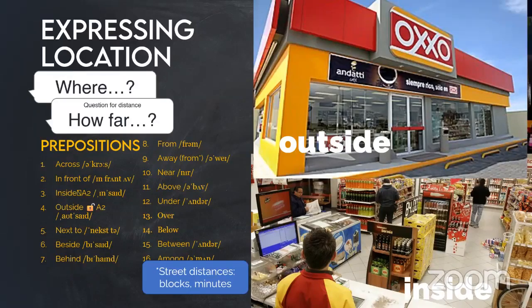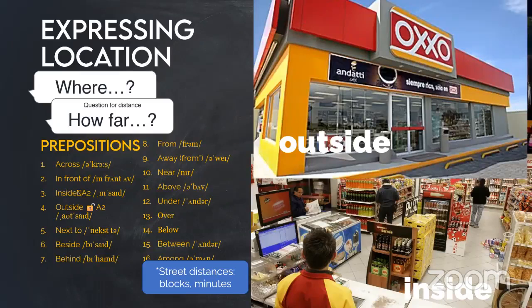Where? Inside. Exactly. OXXO starts with O. Yes, complete. I can buy a soda and candies. Complete. I can buy a soda and candies and water. Yes, I understand. I can buy a soda and candies and water inside an OXXO. Excellent. That is correct.